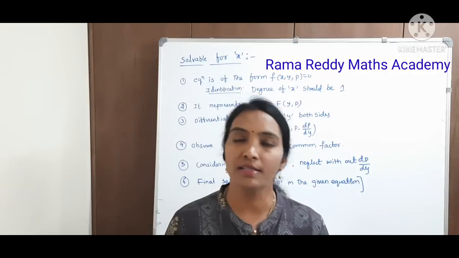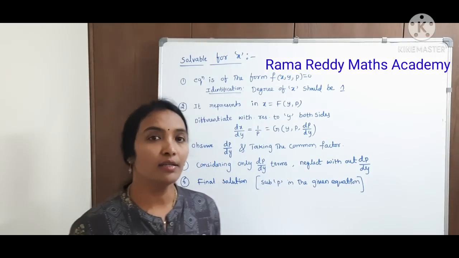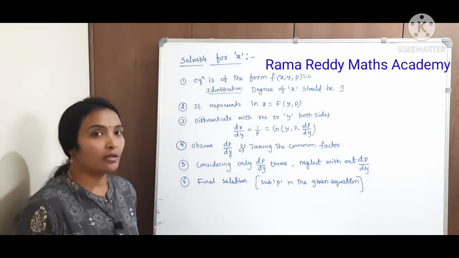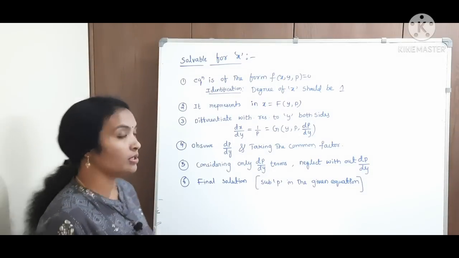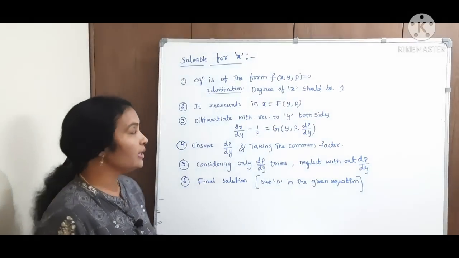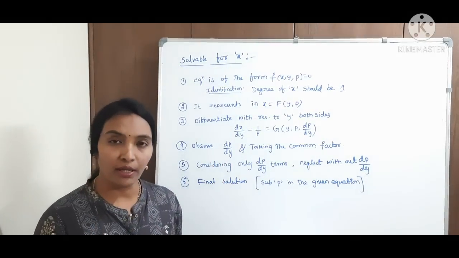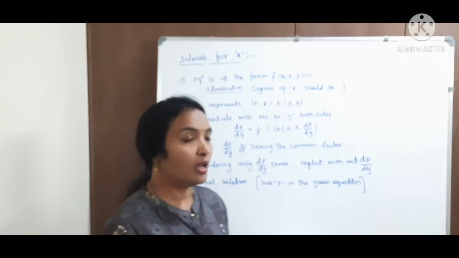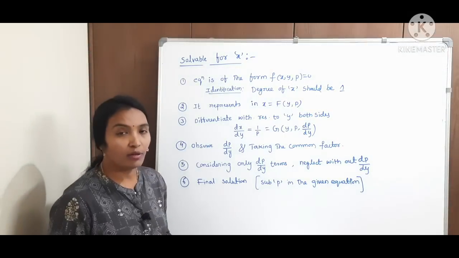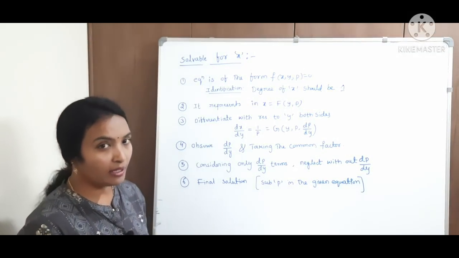What was our last class in differential equations? That was solvable for p. Today we are going to discuss solvable for x. In the previous class, in solvable for p, we had a quadratic equation, and p is nothing but dy by dx.